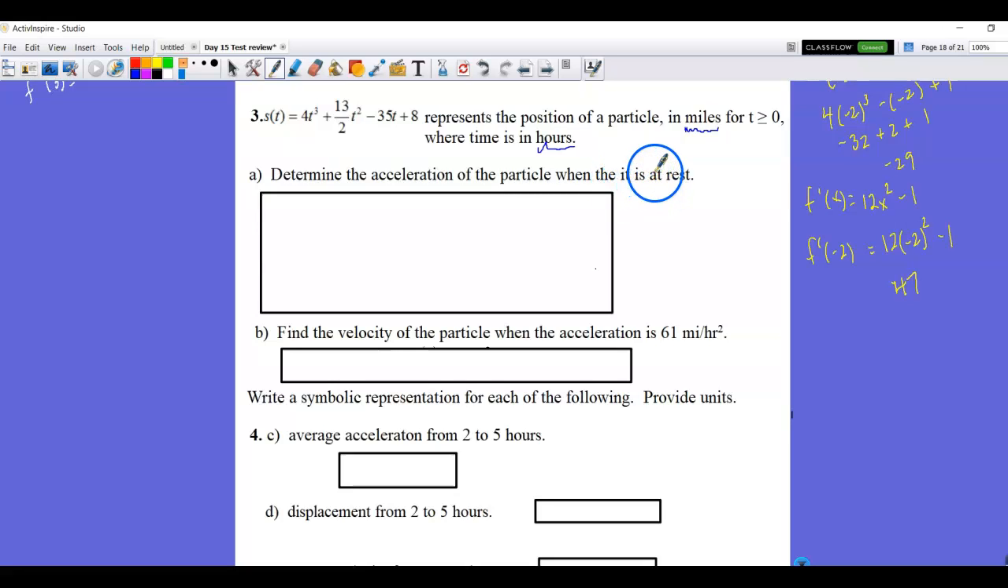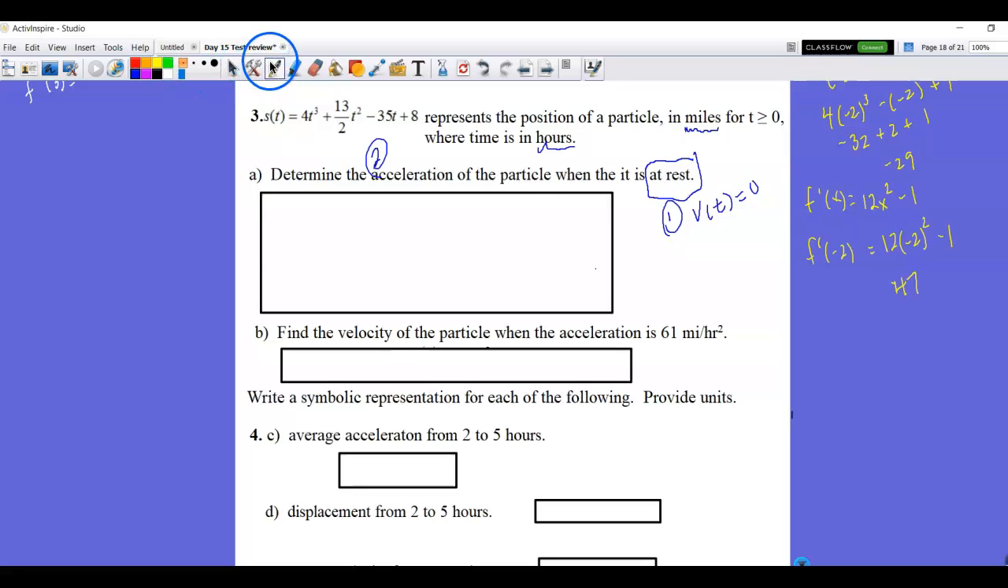So there are two things going on here, and reading is going to be very important. The first thing I need to figure out is not the acceleration. The first thing is when the particle is at rest, and then the second thing I need to figure out is what the acceleration is. Now, when the particle is at rest, we've talked about in class, that means the velocity is equal to 0. So job 1 is to figure out when velocity is equal to 0.